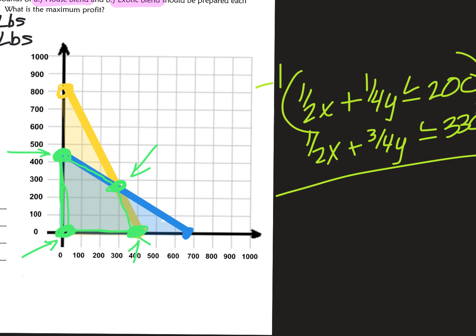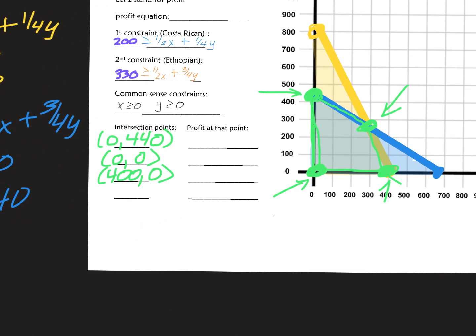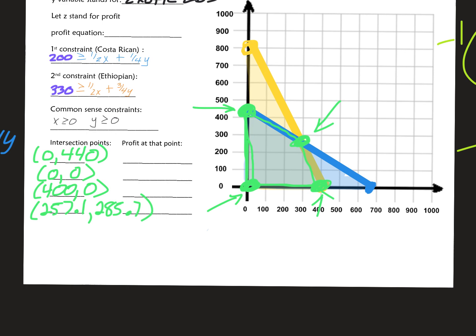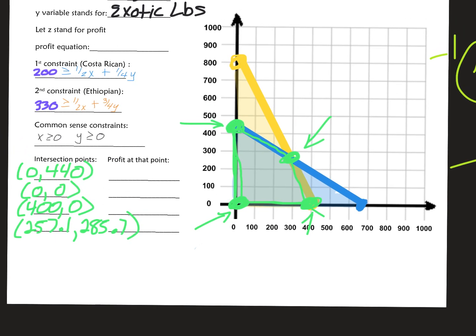And if you did it correctly, you should have ended up with the ordered pair. It's a little bit of a goofy decimal. 257, I'm just going to round it to 1 decimal. So 257.1 and 285.7. So those are our 4 corners of the space where it overlaps.